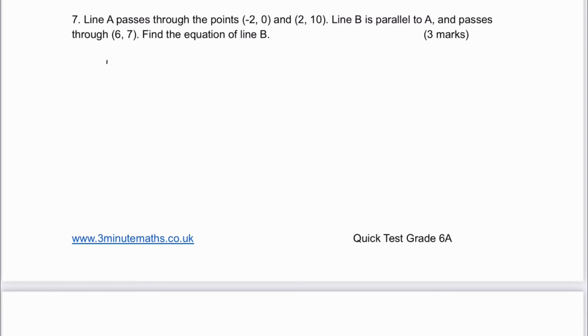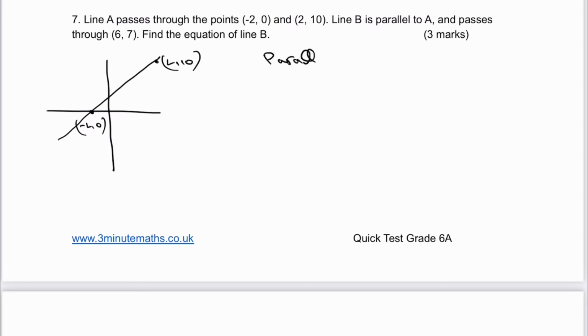So effectively what we've got is a straight line, okay, which goes through something in the region like that, where this is -2,0, and then somewhere up here is going to be 2,10. Okay, so what we need to do then is work out the equation of line B, which is parallel to line A, and that's the important thing, is that parallel basically means the same gradient. Okay, so what we've got to do is work out the gradient for line A.